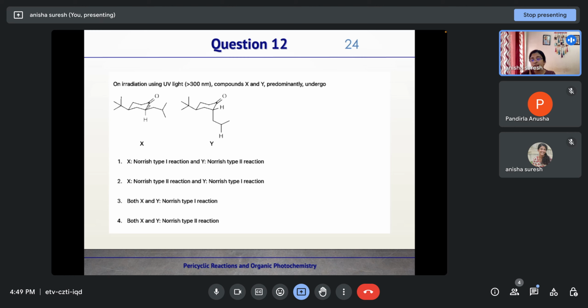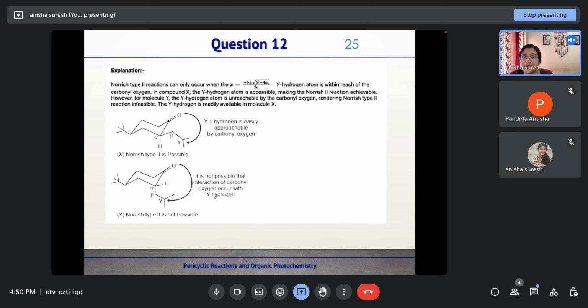Here, since it is equatorial, this hydrogen will be approachable to this oxygen radical, so it can undergo a Norrish type 2 reaction. However, in this case, since it is axial, the axial hydrogen is not approachable by the oxygen radical, so it cannot undergo a Norrish type 2 reaction. So it will undergo a Norrish type 1 reaction. Okay. So X will be undergoing a Norrish type 2 reaction and Y will be undergoing a Norrish type 1 reaction.